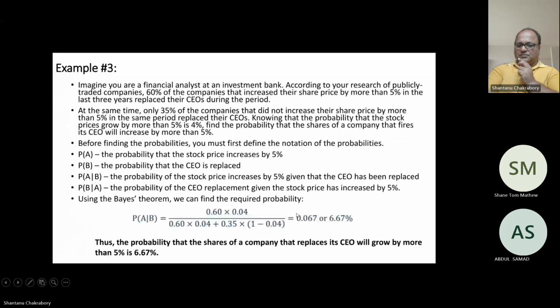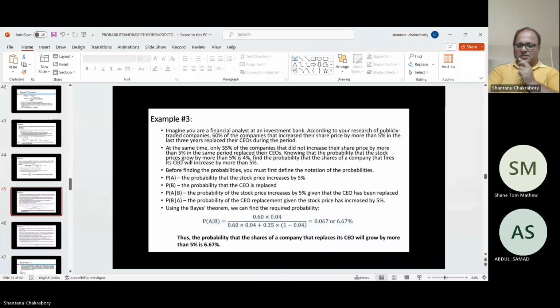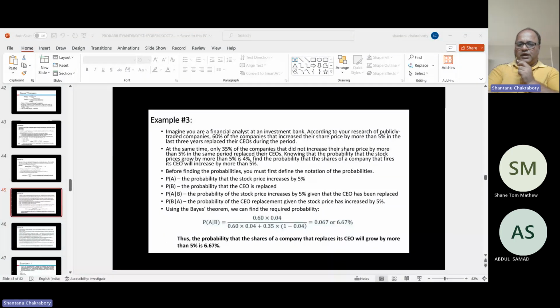Any challenge, Abdul? Let me know. Is the Bayes theorem clear? Okay, very good. So you're through with the Bayes theorem and you understood it.